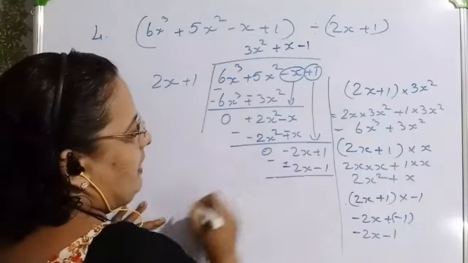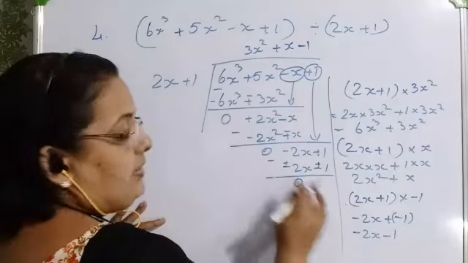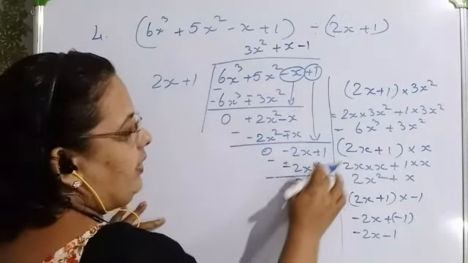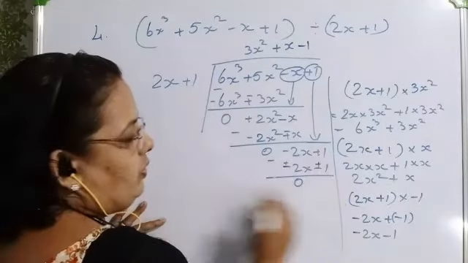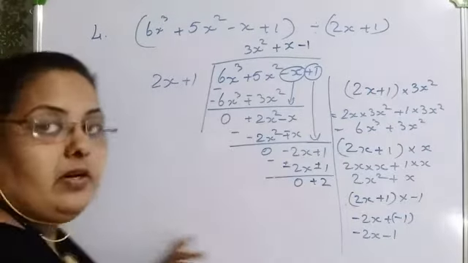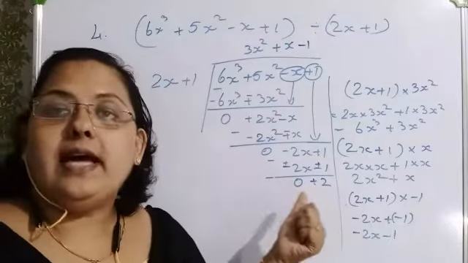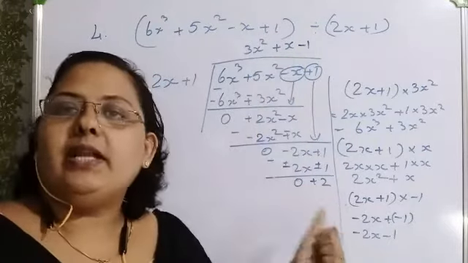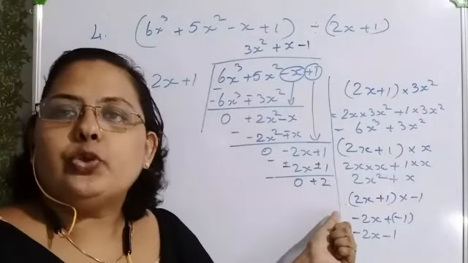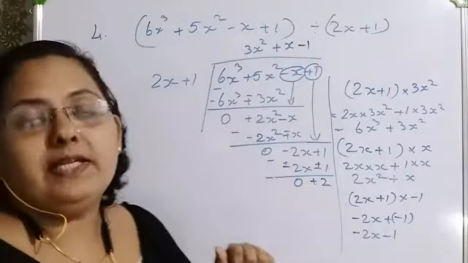So this sign will become plus, this also will become plus. Here when you are subtracting, you are getting 0. When minus 2x plus 2x, it is 0. And here plus 1, that is plus 2. So here you are getting the remainder also. See the difference? In the other questions, we got the quotient and the remainder was 0. But in this question, we are getting the remainder 2 and here the quotient 3x square plus x minus 1.